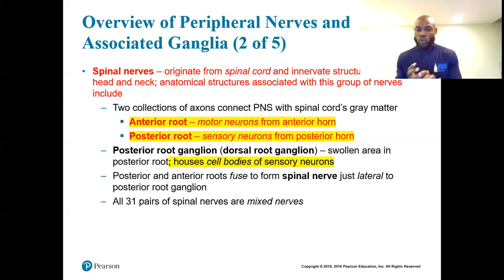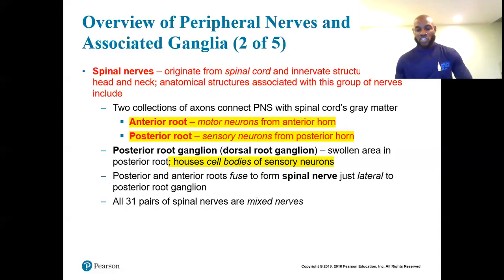Okay, so you have this swollen area, the posterior root ganglion, posterior towards the back. The ganglion is a swollen area where you have the cell bodies, and then from that you have the axons extending, right? Posterior and anterior roots fuse to form the spinal nerve, just lateral to the posterior root ganglion.